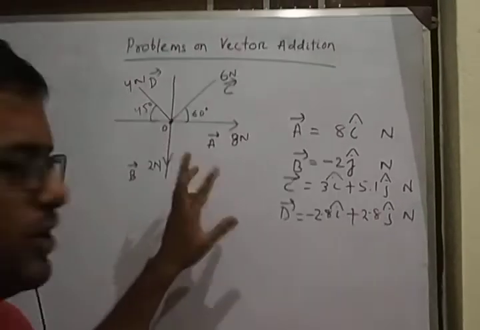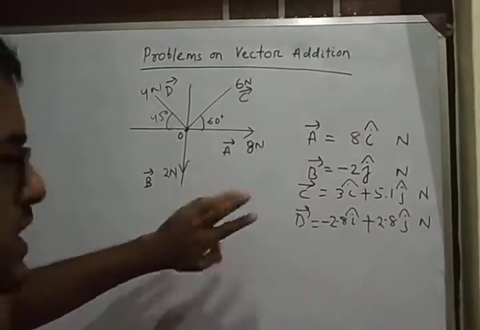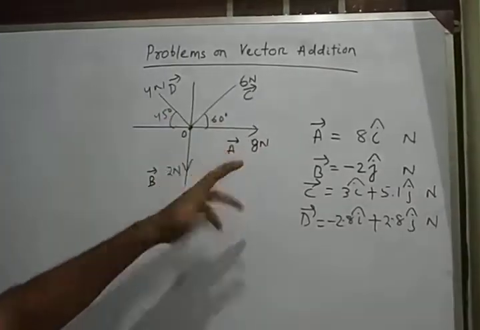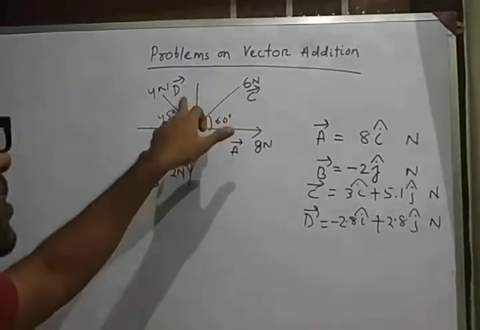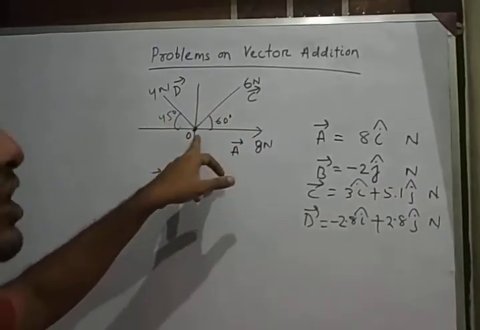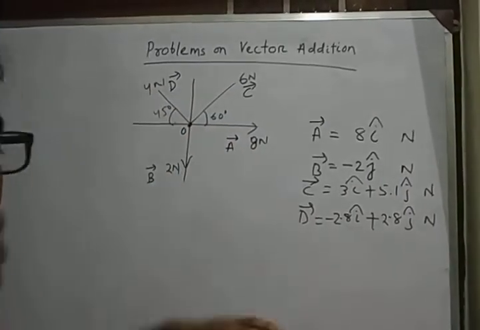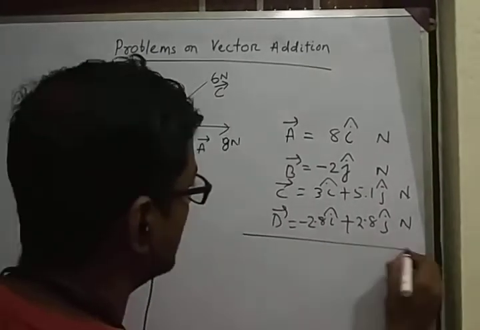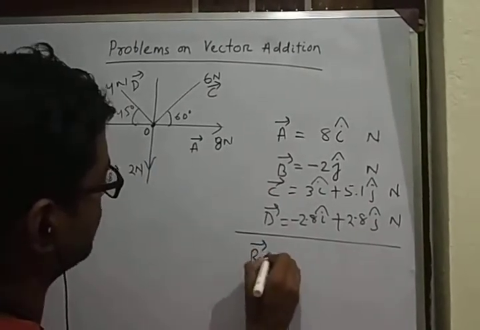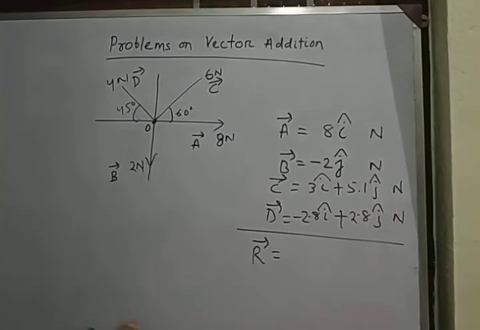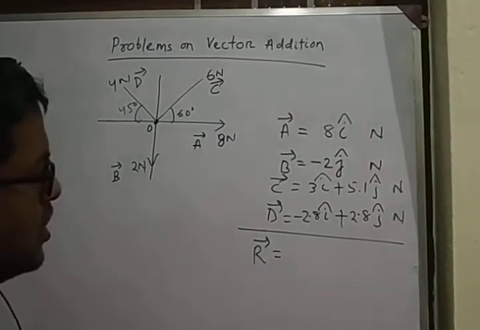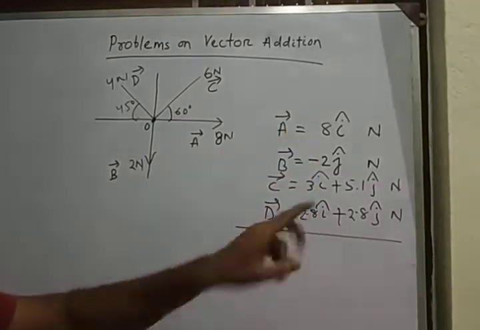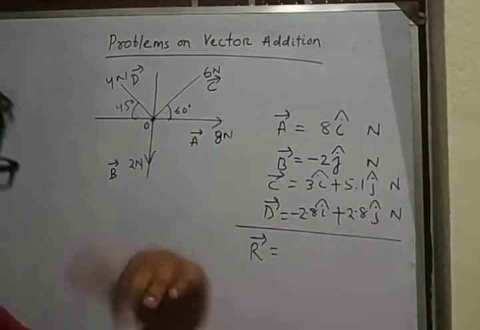So from the figure it is clear that 4 forces, A, B, C, D forces, or 4 vectors, A vector, B vector, C vector, D vector, are acting at a point O in different directions. So I have to find their resultant or sum. So what I'll do, I'll add. Let the addition of all four vectors give a new vector, that is R vector. So what is the best way? Look, if you go through all four vectors, they are represented in terms of i cap and j cap.